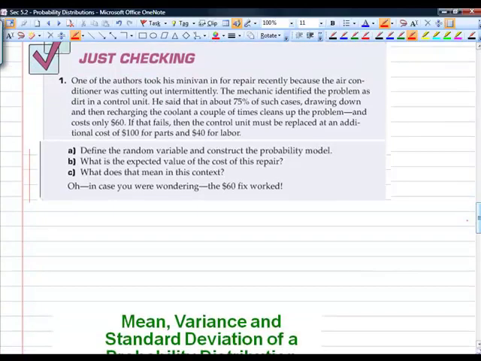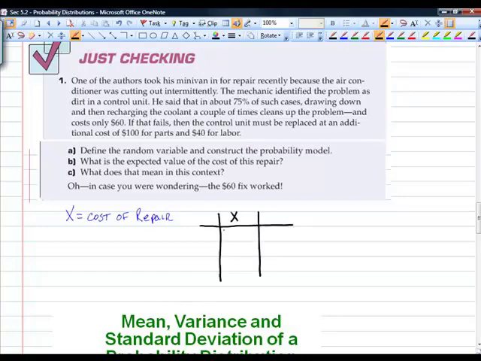What is our random variable going to be here for this scenario? Your random variable x is going to represent the cost of repair. So when we construct our probability model here, we have our random variable x, and then we have the probability of that particular event occurring, and that's p of x. Just because I find it helpful, let's list what our outcomes are. What are the choices here for x, or for a random variable? Recharge, we'll call it, drawing down and recharging, and then the other one is replace.